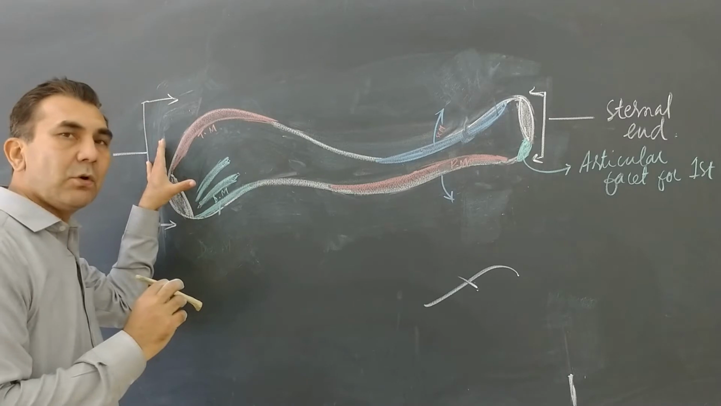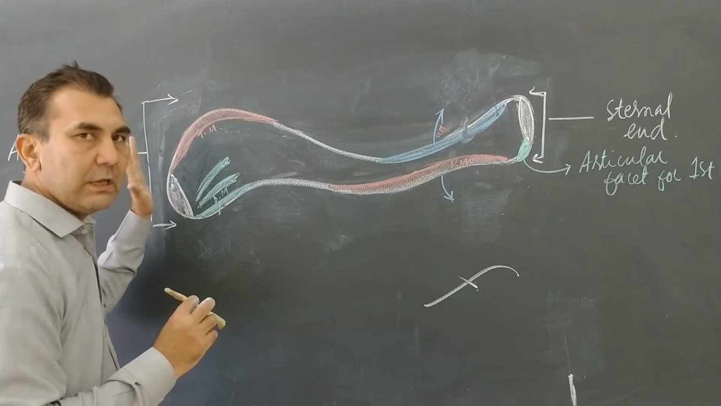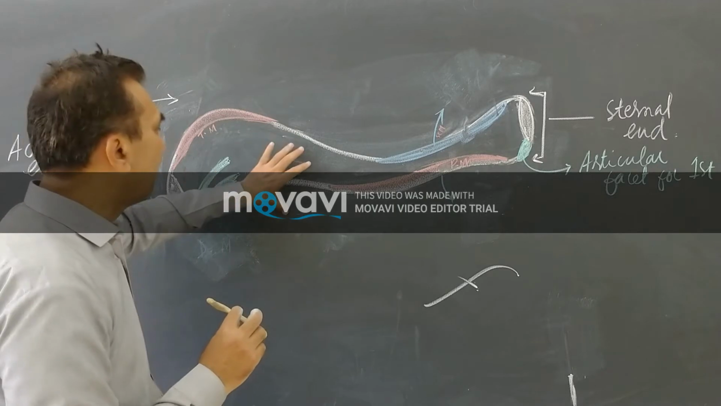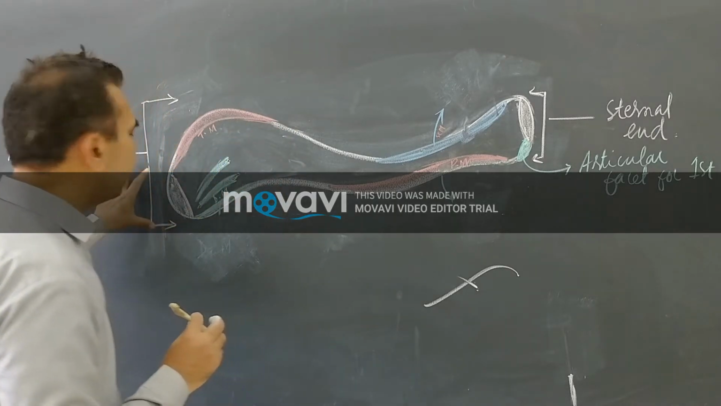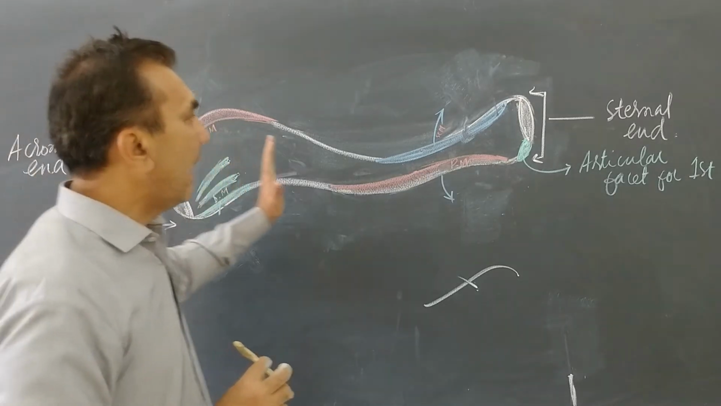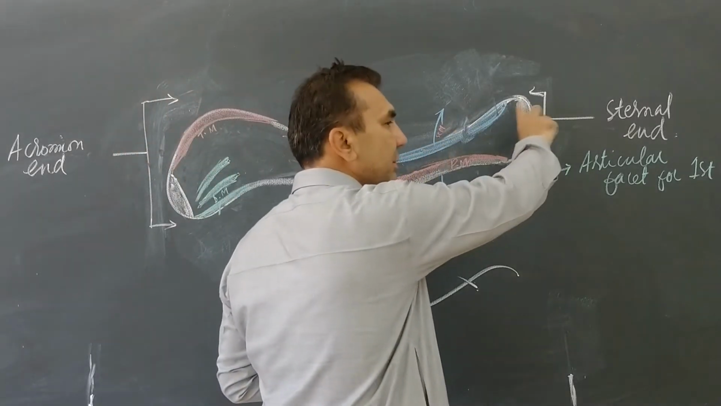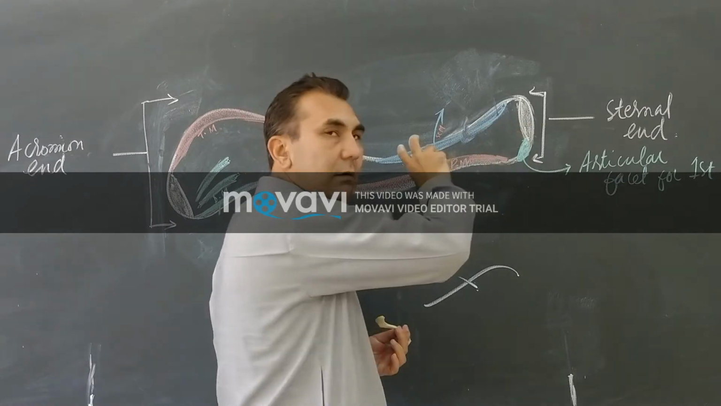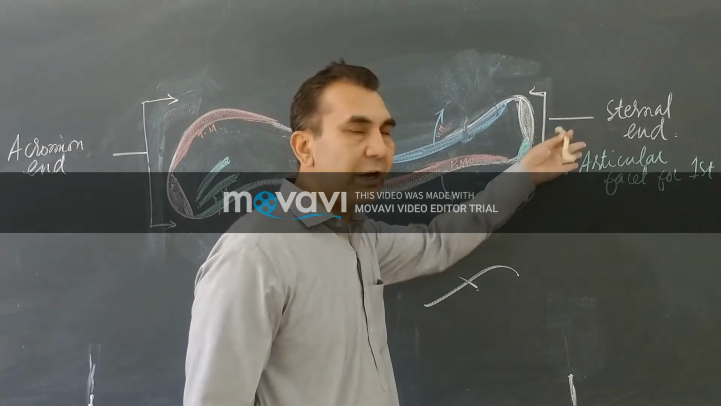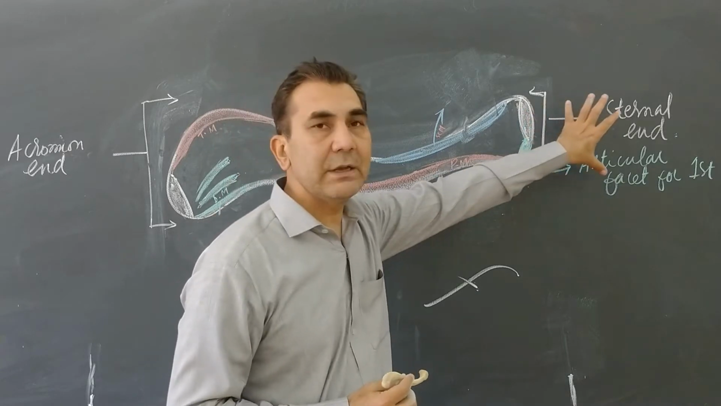The end on the lateral side, which joins with the acromial process of the scapula, is a little flattened in shape and more curved. This flattened end of the clavicle bone is called the acromial end. The other end of the clavicle bone is a little rounded and straighter in shape, and it attaches with the manubrium of the sternum bone. This end is called the sternal end.